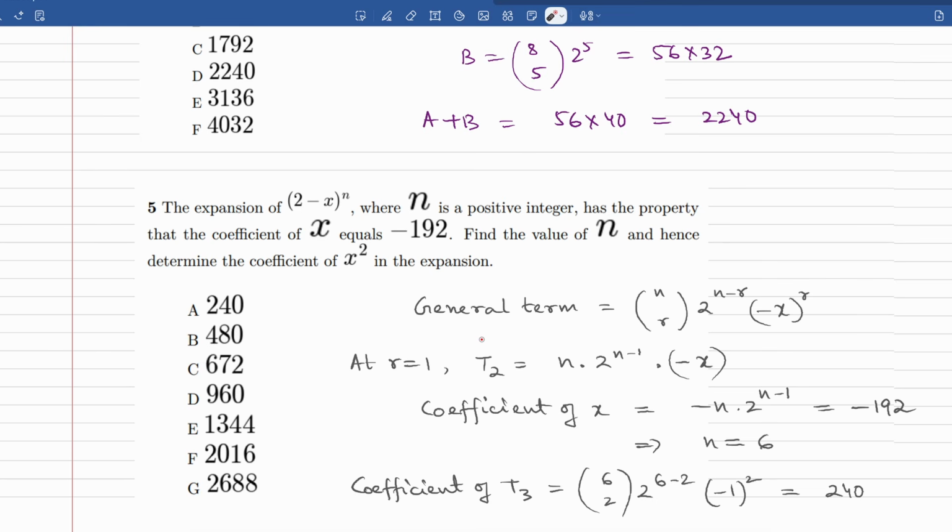So the general term for this becomes nCr 2 to the power n minus r into minus x to the power r, because we have a minus x here. So please do not forget to include this within the power of r. Like don't write minus x to the power r. It's minus x whole to the power r.